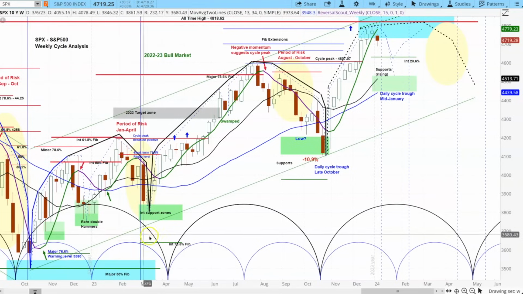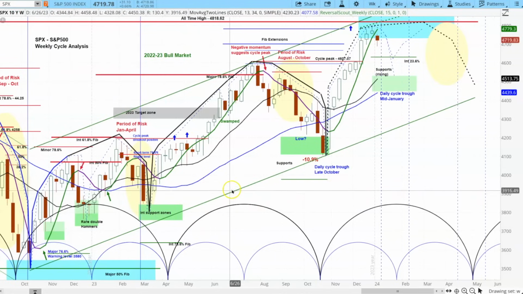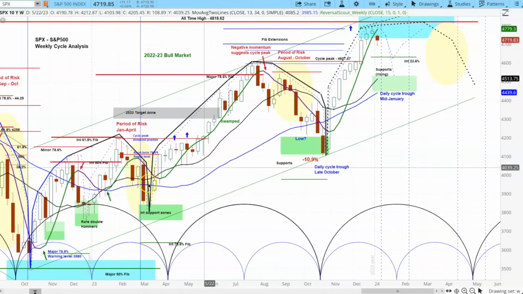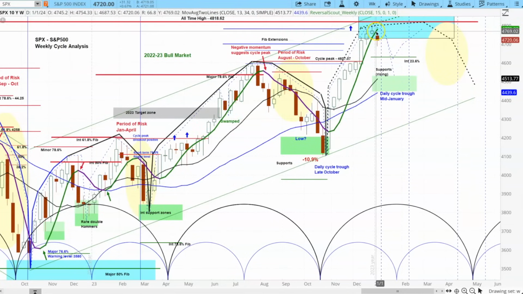So if you see that this is the ideal cycles right in here, and if I had upward energy pushing to the upside right in here and tilting that to the upside, it would look exactly like you see right over here. Upward energy, higher peak, higher bottom, higher peak, higher bottom, higher peak. That's why this was not a surprise.